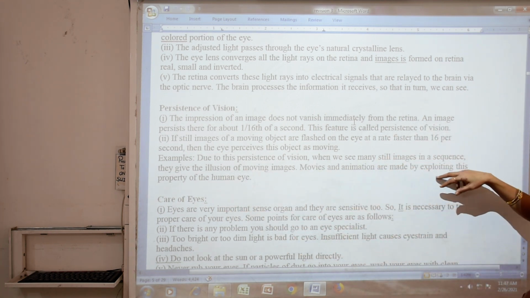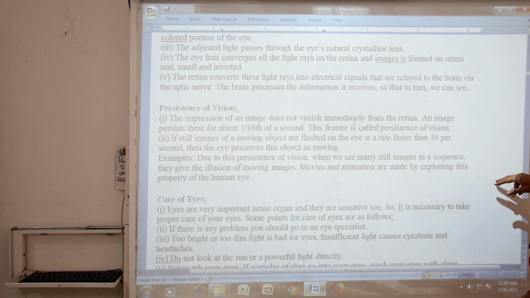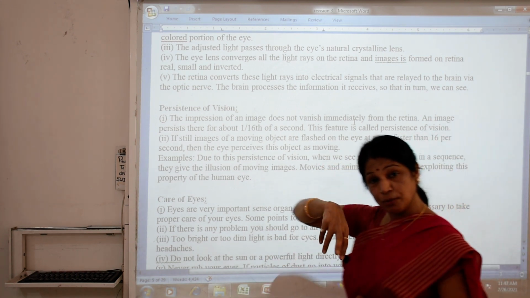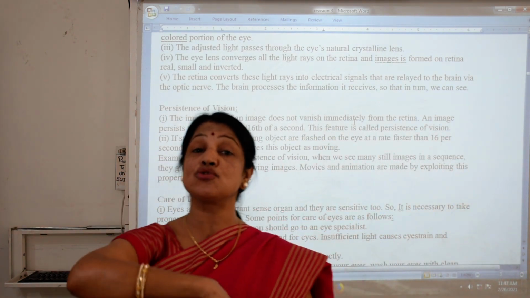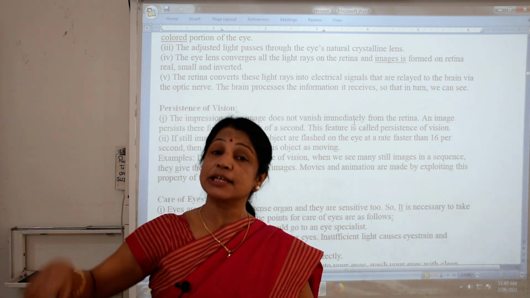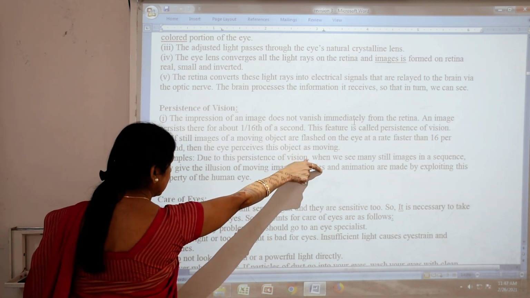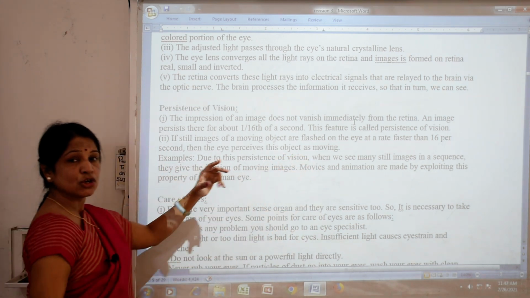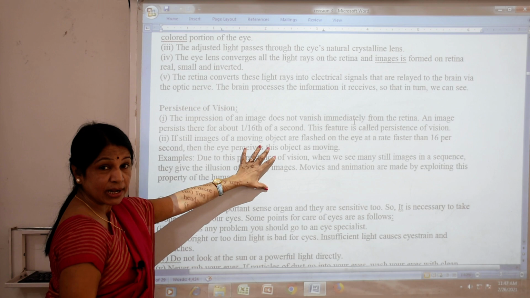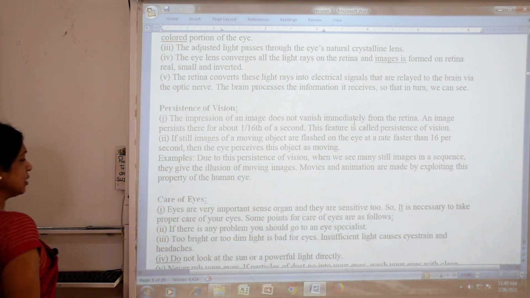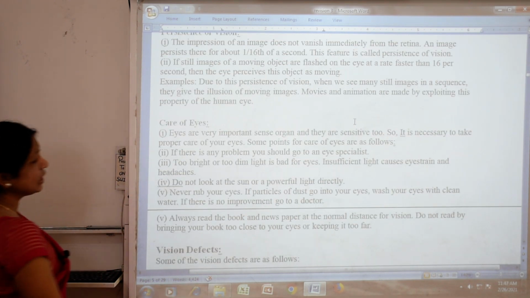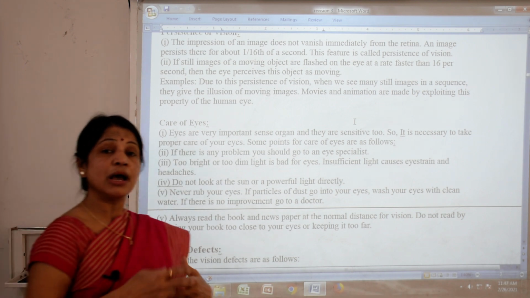Movies and animation are made by exploiting this property of the human eye. We also have no need of any artificial camera. The system is fixed into our eyes, given to us naturally as God's gift. Now the care of eyes, it is very needful, how we care for our eyes.